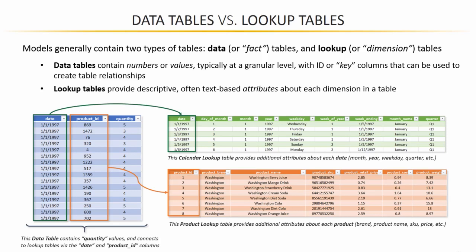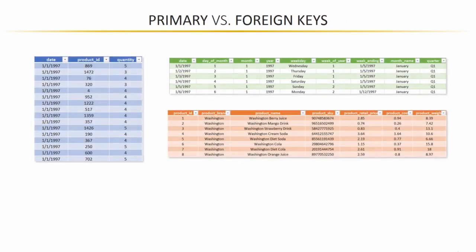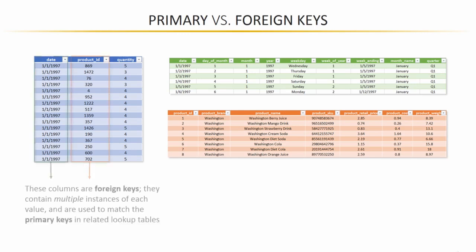So in order to understand the real mechanics of how these relationships work, one of the first things we need to dig into is the idea of primary versus foreign keys. Now consider the same set of three tables: our blue data table, our green calendar, and our orange product lookup table. Consider the date and product ID columns in our data table. These are called foreign keys. They're keys because they're used to create relationships with our lookup tables, and they're foreign because they contain multiple instances of each value. And this is the case with many data tables. Here we have multiple transactions and multiple quantity values per day, and multiple transactions and quantity values per product ID. So we could potentially see many, many duplicate values in both of those date and product ID columns.